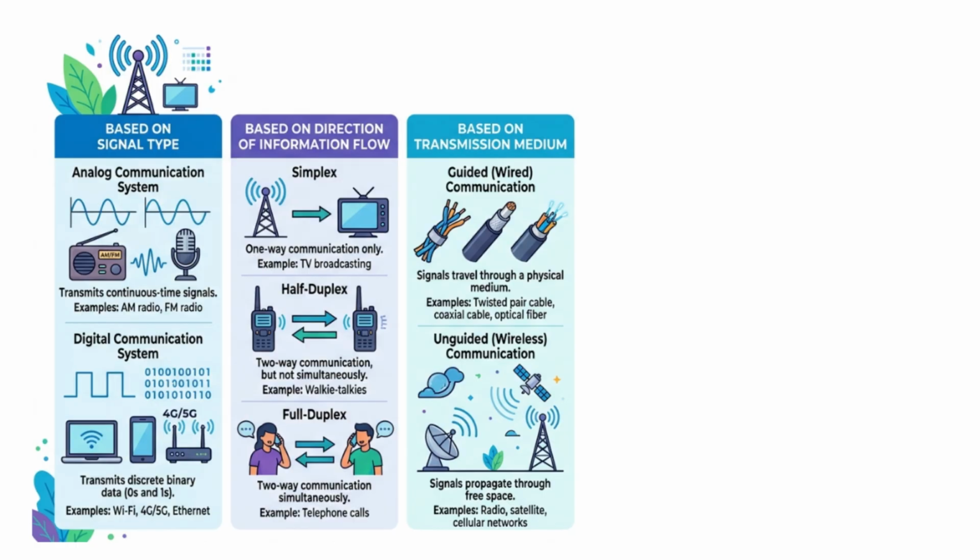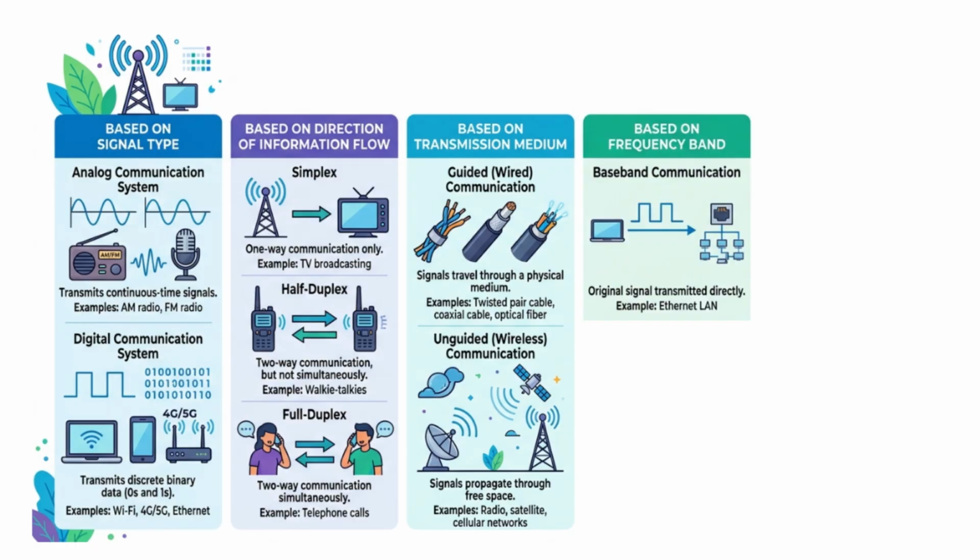Another way to classify communication systems is based on frequency usage. In baseband communication, the original signal is transmitted directly without being shifted to a higher frequency. A common example is Ethernet in local networks, where digital data is sent directly through cables over short distances. Baseband systems are simple but not suitable for long-distance transmission.